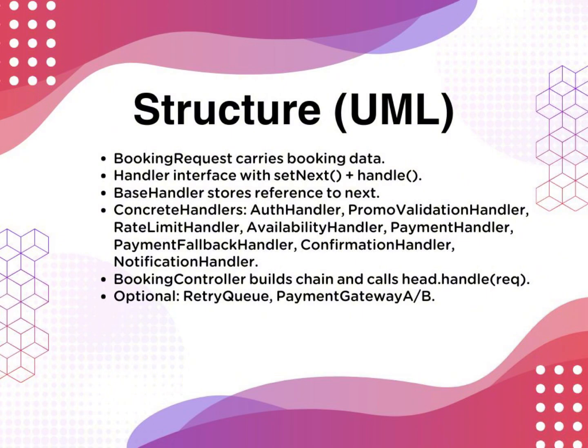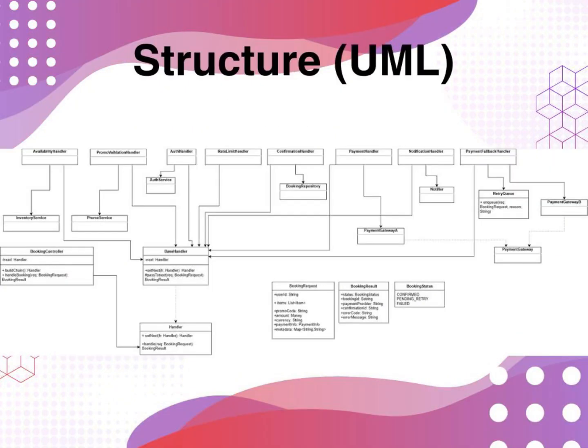Our goal is clear separation, easier exception handling, and reliable payment fallback. At the center is the booking request, which holds the booking data. We pass it to small steps called handlers. A handler does two things: setNext to link the chain, and handle to do the work. A base handler keeps the link so we can add other steps easily. The steps are auth, promo, rate limit, availability, payment, fallback, then confirmation and notification. The booking controller wires them up and calls the first handler in the diagram.